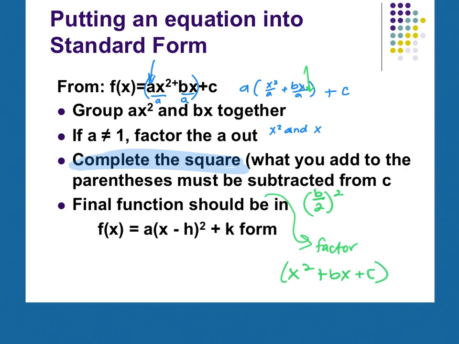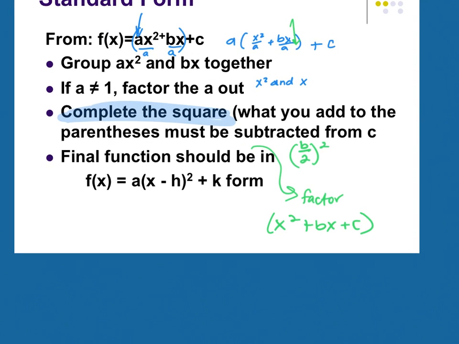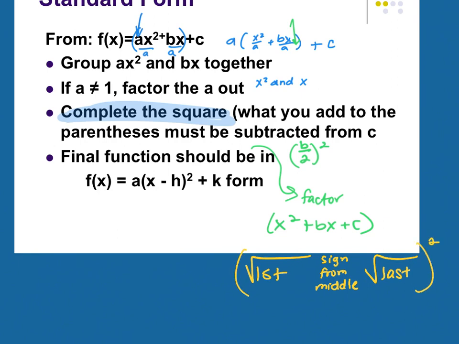Because you're forcing it into a perfect square, you're going to factor it by square rooting the first term. So there's a shortcut. Square root the first term, square root the last term, take the sign from the middle, put it in parentheses and square it. So what you're doing is taking something that is not a perfect square trinomial, forcing it to become a perfect square trinomial, factoring it, and then you've put it into standard form.